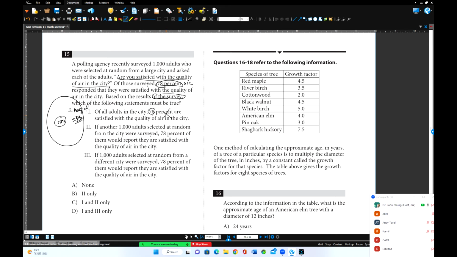Okay, if another 1,000 adults selected randomly from the city were surveyed, we check another sample over here. Is it going to be the same number as this one? No, this is a different sample, it cannot have the same number. It can be, that's statistics. The next one, 1,000 adults selected randomly from a different city. No, we don't care about a different city. It's going to have a different percent. That's totally wrong, right? It's very weird. But anyway, we have a none of these here. Okay, they are all wrong.